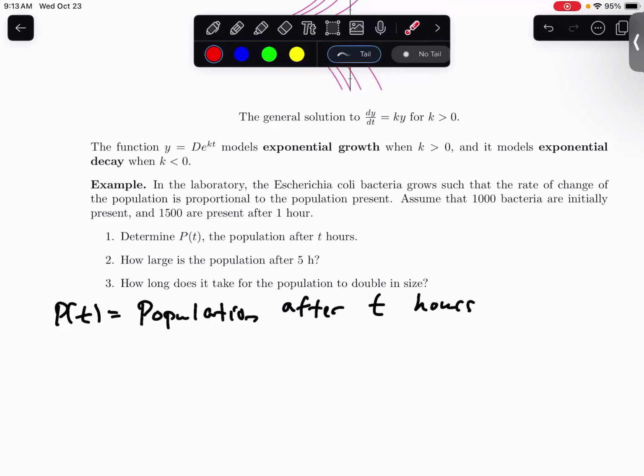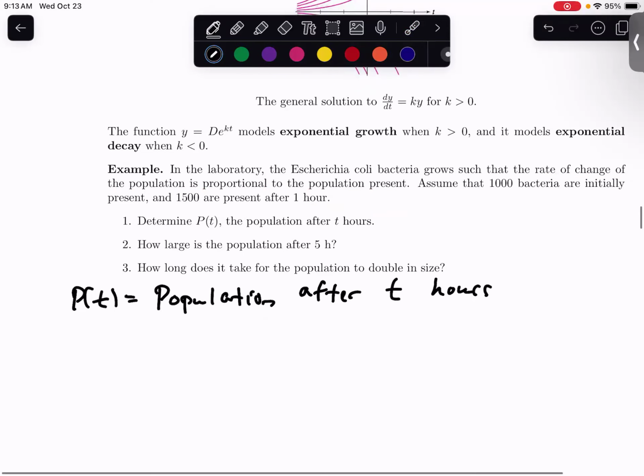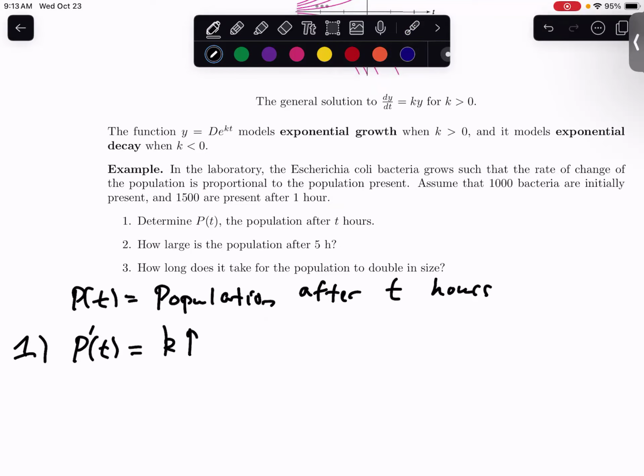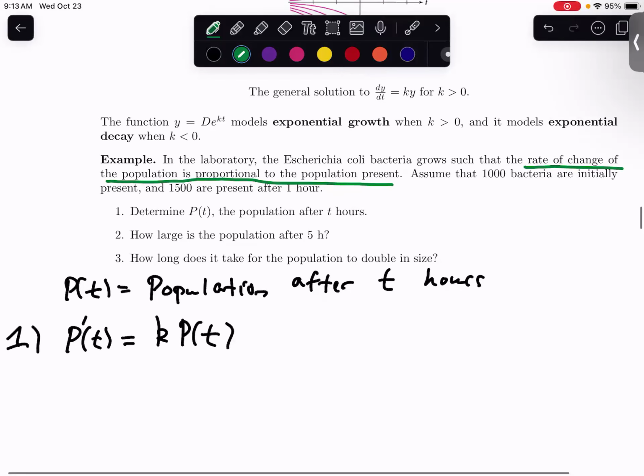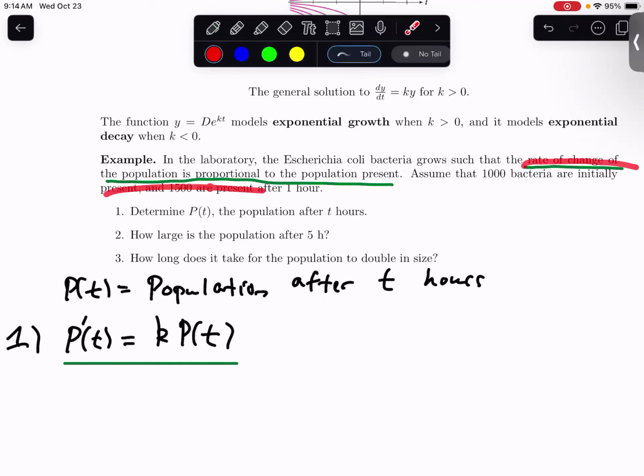And so we're told in the beginning of this problem that the rate of change of the population is proportional to the population present. And so what this is telling you in a mathematical way is that we have P prime of t is equal to k times P of t, right? This is what it means for the, maybe I should underline, the rate of change of the population is proportional to the population present. So that's how I'm getting this equation right here. What I'm underlining in green here tells you why we have this equation underlined in green here. So the words are telling you that.